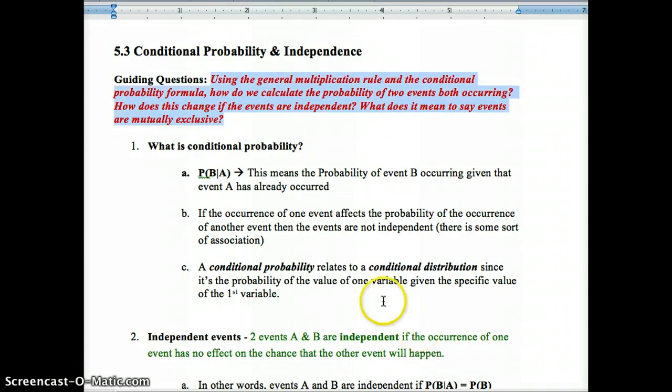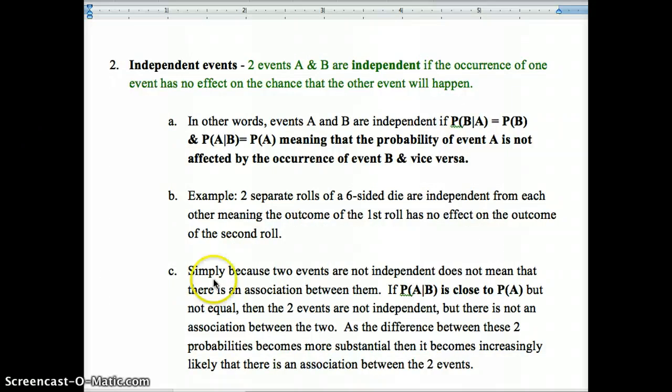A conditional probability is like a conditional distribution, since it's the probability of the value of one variable given a specific value of the first. So for independent events, as I said, the probability of B occurring is not affected if A occurs. That means events A and B are independent. Event A happening doesn't change the probability that B occurs. That's the mathematical definition of independence. The idea is that the outcome of one event doesn't affect the likelihood of another occurring. And we're saying the same thing by showing this.